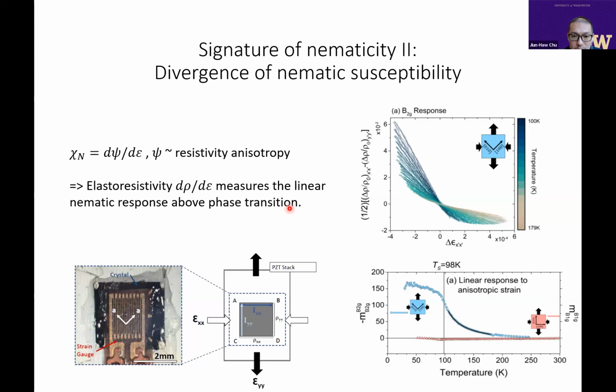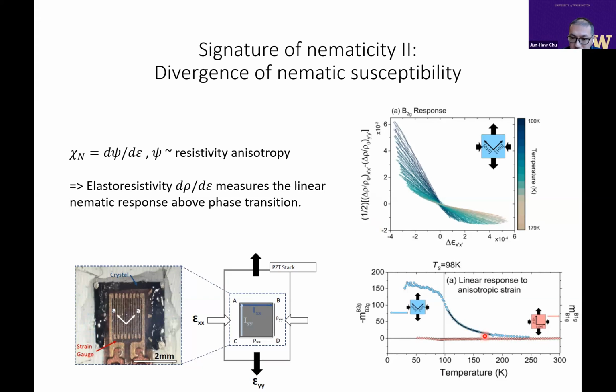Here is a result from the iron-based superconductor. The vertical axis is the resistivity anisotropy, and the horizontal axis is the anisotropic strain. You can see the slope changes very dramatically as a function of temperature. And if you plot the slope, you can see that it is increasing rapidly towards the nematic transition.